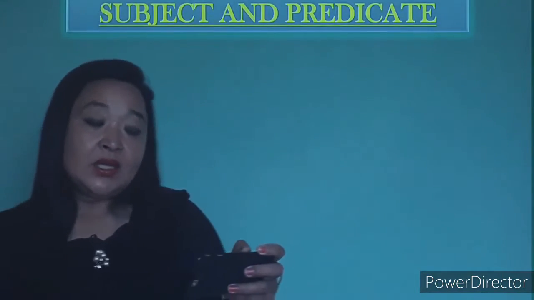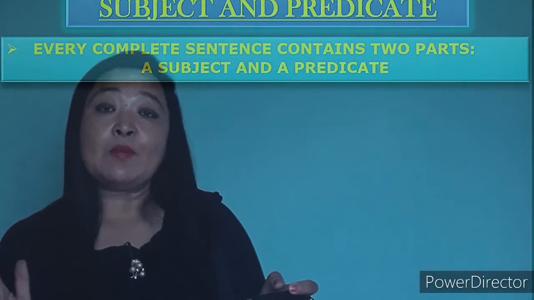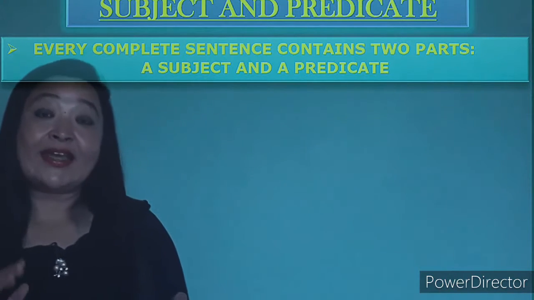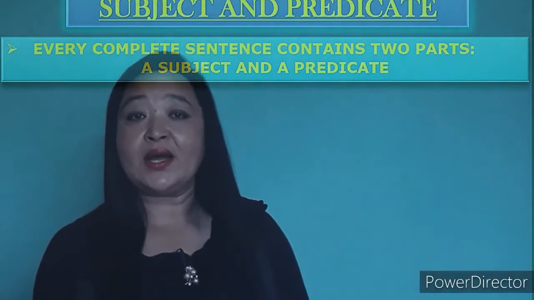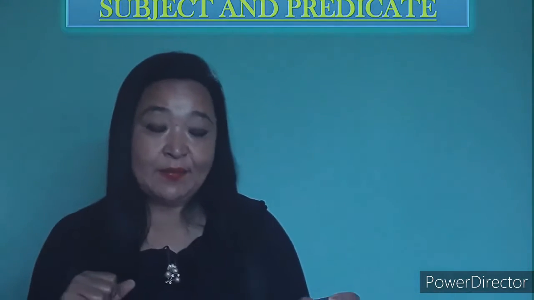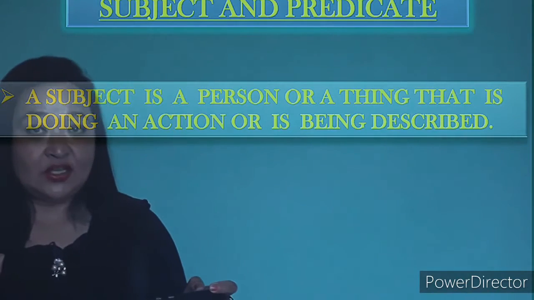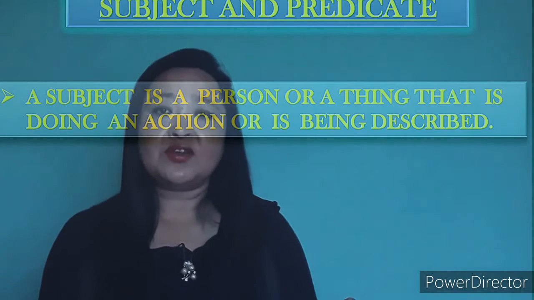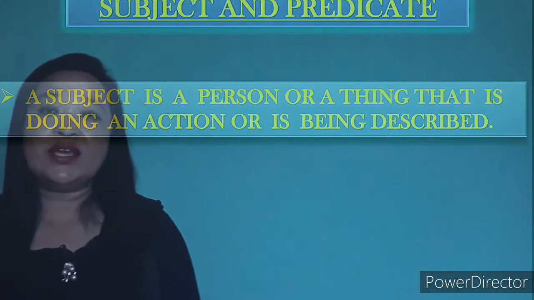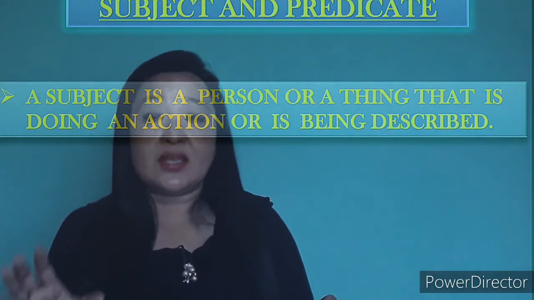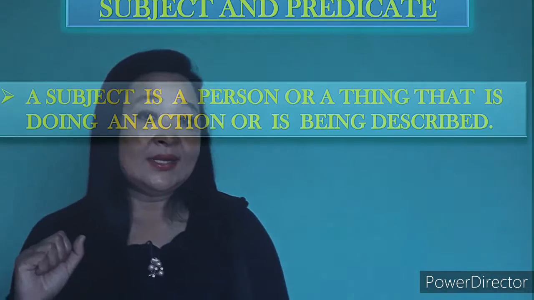Now you know that, as I told you in the last class also, every complete sentence contains two parts, a subject and the predicate. Let me give you an example. First of all, before that, a definition. What is a subject? Well, a subject is a person or a thing that is doing an action or is being described.